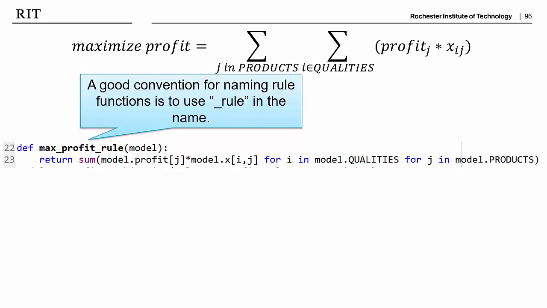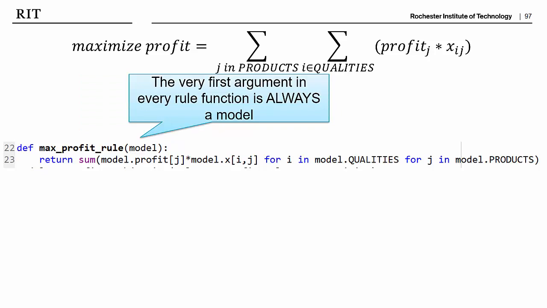Then we have to give our function a name. Since this is a rule, it's customary to use _rule in the name so that you can keep track of which functions in your code are related to rules and which functions you're using for something else. And then the very first argument that we pass every single one of our rules is always a model. So in this case we're passing the model, and we can see that model argument being used many, many times in the return statement of this function.